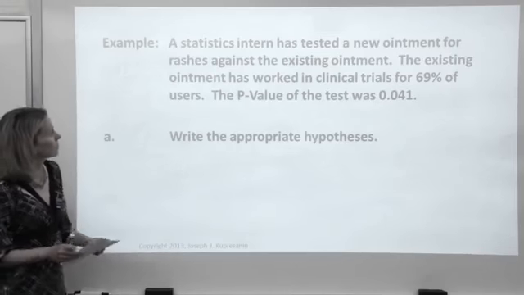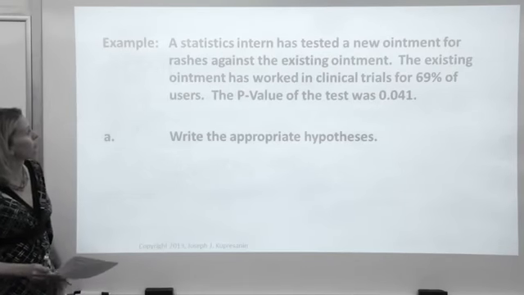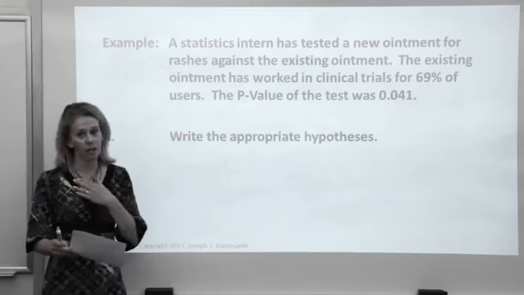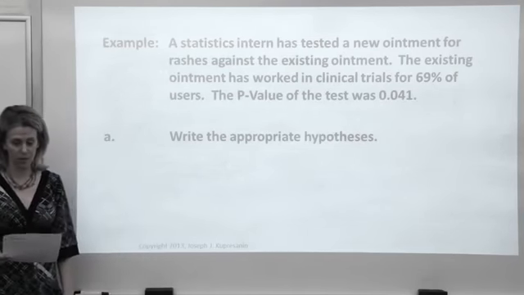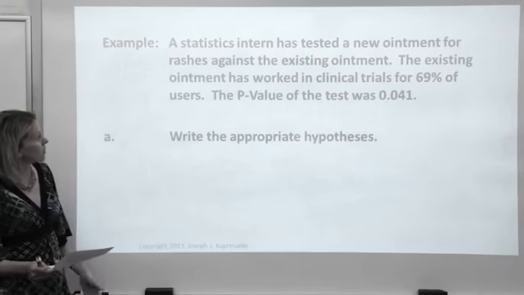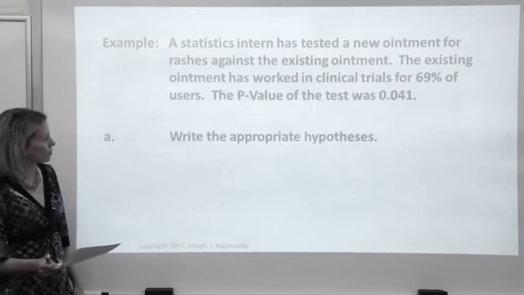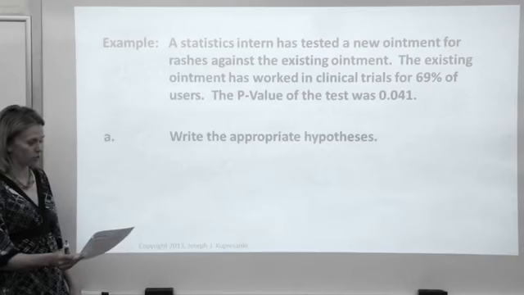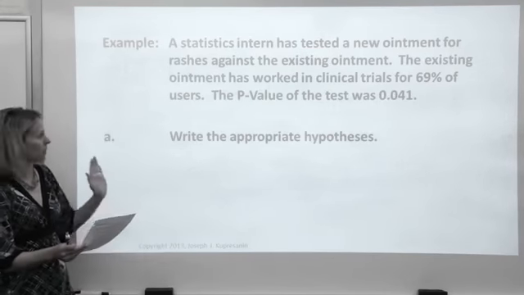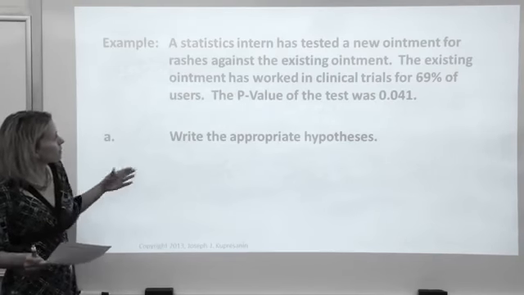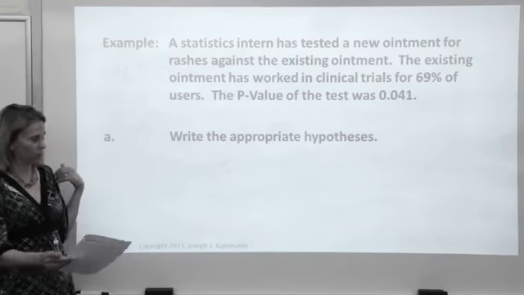All right, so flip the page, we're going to look at an example. Let's say a statistics intern has tested a new ointment for rashes against the existing ointment. The existing ointment has worked in clinical trials for 69% of users. Oops, I've got the wrong numbers on mine. That's okay, we can make this work. The p-value for the test was 0.041.